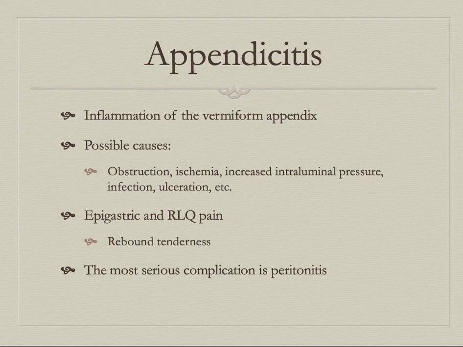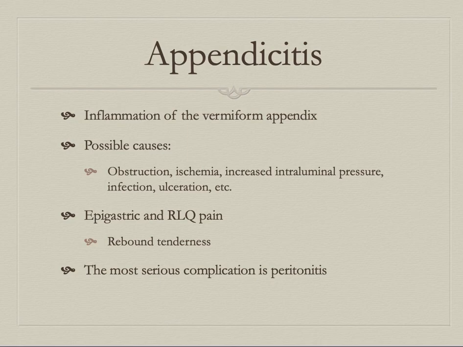Okay. If the appendix gets inflamed, you are going to get both right lower quadrant pain and some epigastric pain. Remember that it refers up. And then the big thing is that rebound tenderness. Rebound tenderness is caused by an inflammation of the peritoneum. Rebound tenderness is caused by peritonitis, that's the inflammation of the peritoneum. Anything that causes peritonitis will cause rebound tenderness, okay?